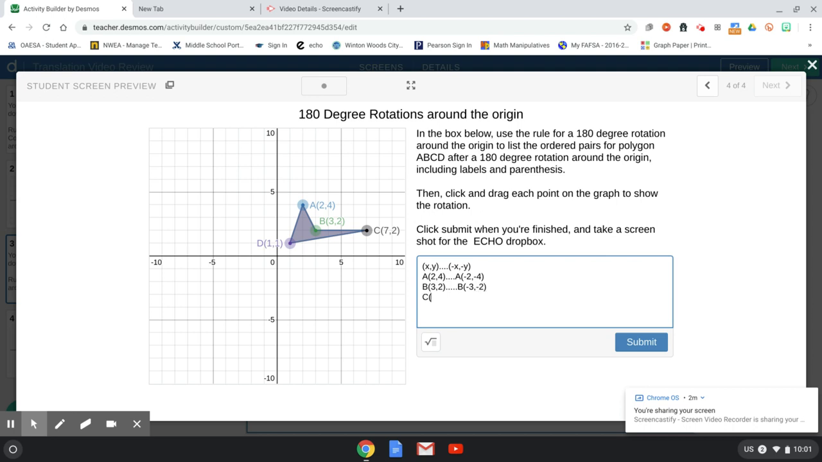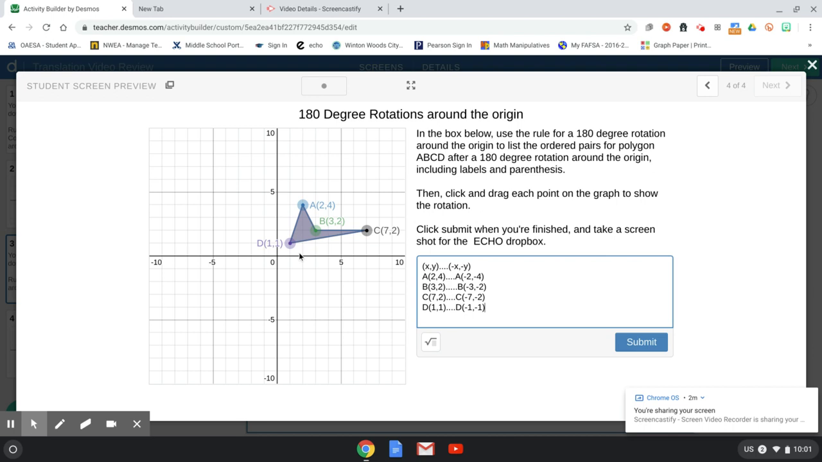C is (7, 2). Under that rule, C becomes (negative 7, negative 2). And D is at (1, 1). So under this rule, it's going to become (negative 1, negative 1).